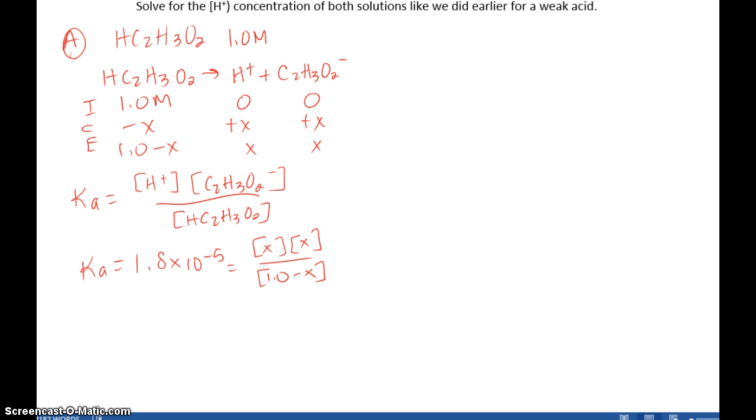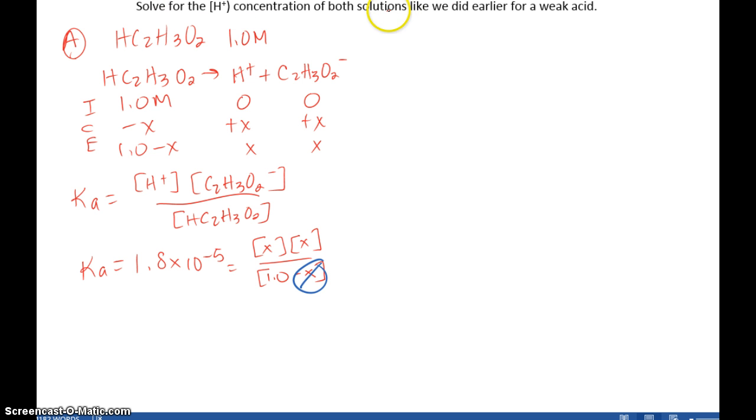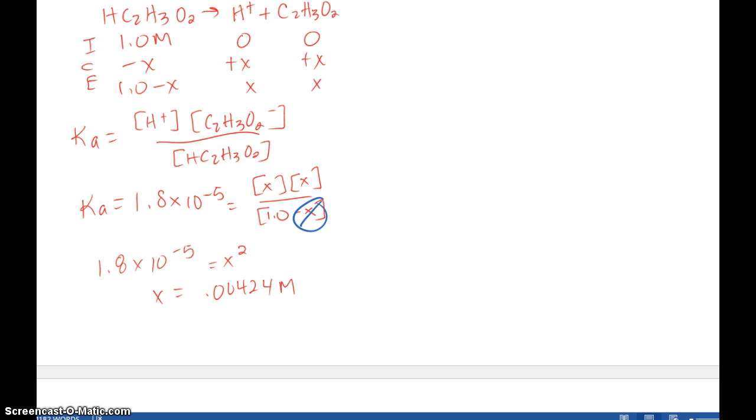We're going to solve for X the easy way, and so rather than recopying it, we can just slash that through. We're not going to scribble it out or anything, we're just going to slash it out to indicate that we are eliminating it. And we're going to solve. So we end up with 1.8 times 10 to the minus 5 equal to X squared, because it's divided by 1. And X ends up being 0.00424 molar. Because we went ahead and made that assumption, we have to check the 5% rule.